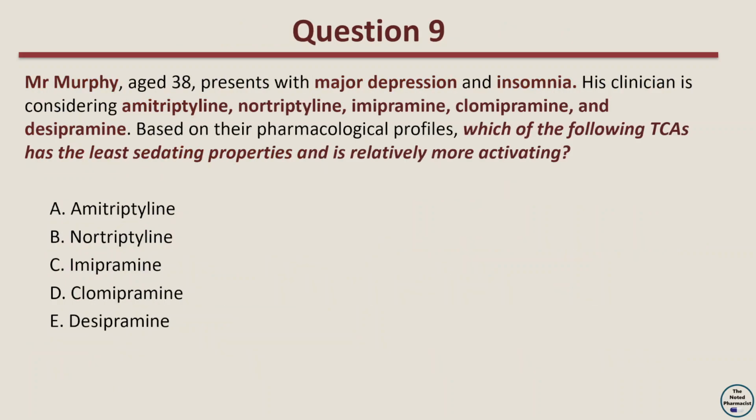Question 9. Mr. Murphy, aged 38, presents with major depression and insomnia. His clinician is considering amitriptyline, nortriptyline, imipramine, clomipramine, and desipramine. Based on their pharmacological profiles, which of the following TCAs has the least sedating properties and is relatively more activating? Option A, amitriptyline. Option B, nortriptyline. Option C, imipramine. Option D, clomipramine. Option E, desipramine.